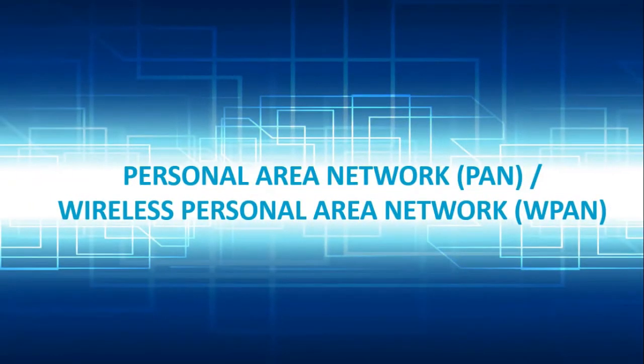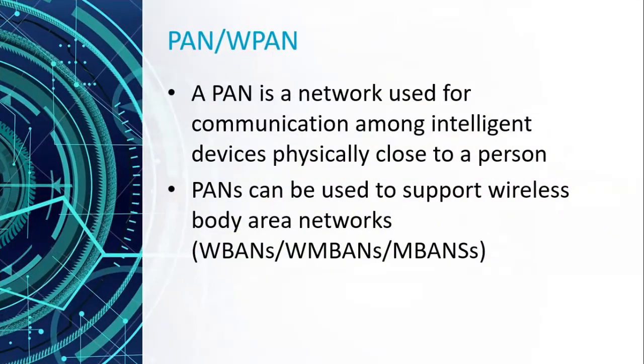PAN or WPAN. A PAN, also called WPAN, is a network used for communication among intelligent devices physically close to a person. This includes smartphones, tablets, body monitors, and so on. PANs can be used to support wireless body area networks, also known as wireless medical body area networks, and or medical body area network systems. But they can also be used to support other applications.